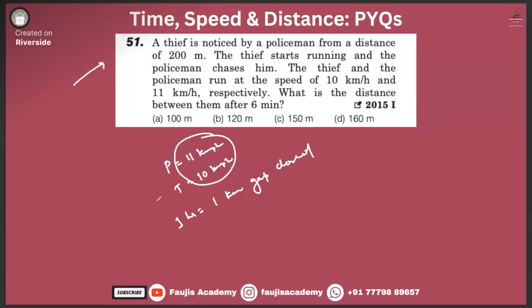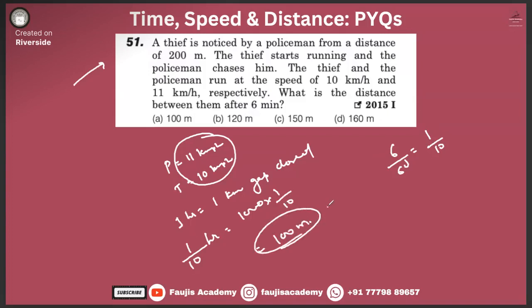So 6 minutes means what? 6 by 60, 1/10 of an hour. So this 1 kilometer, 1/10 of it is how much? 100 meters. So 100 meter of gap will be closed. That's it. That is your answer. Clear? You can complicate and do it also, but we'll keep it simple.